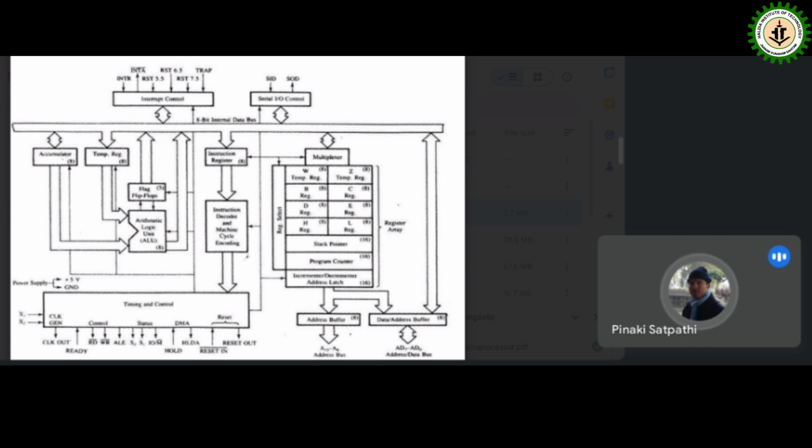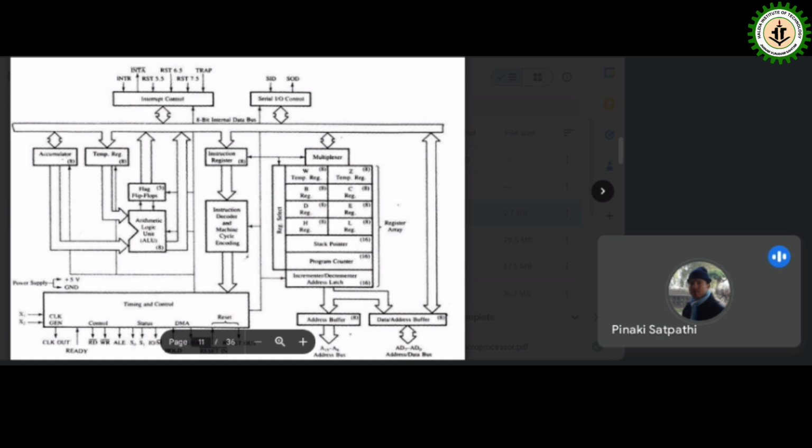Next one is the interrupt control block. Then the question comes to our mind, what is an interrupt? An interrupt is a request to the processor for immediate execution of a routine. In case of our 8085 microprocessor, there are TRAP, RST 7.5, RST 6.5, RST 5.5, and INTR. These are the interrupt signals used in the 8085 microprocessor.